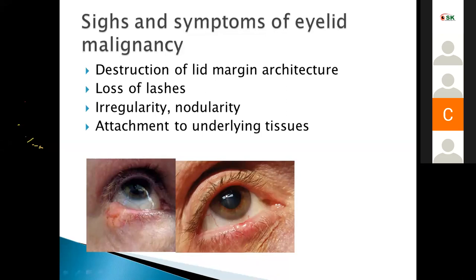Destruction of eyelid architecture, especially if you look at the lid margin. The lid margin has a very typical look where the anterior surface of the lid margin is rounded and there is a sharp posterior border of the lid margin.